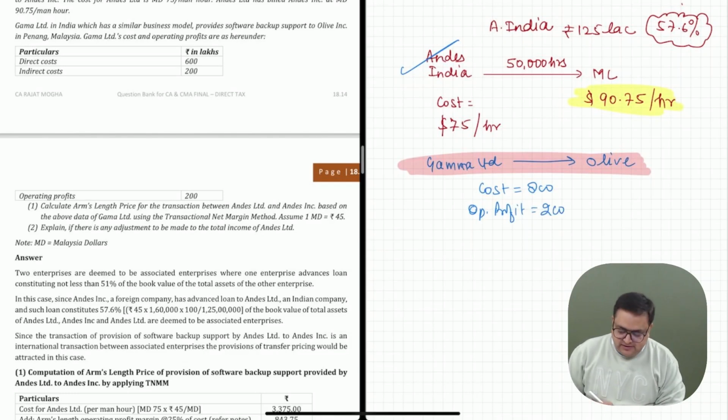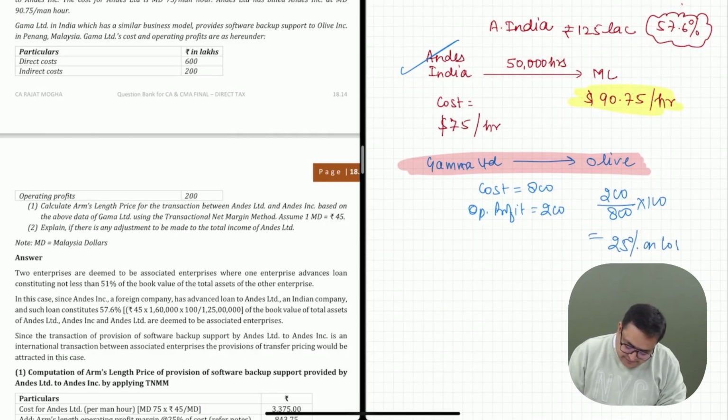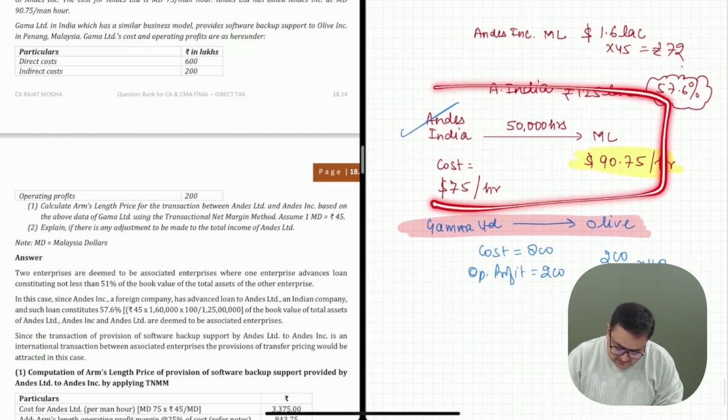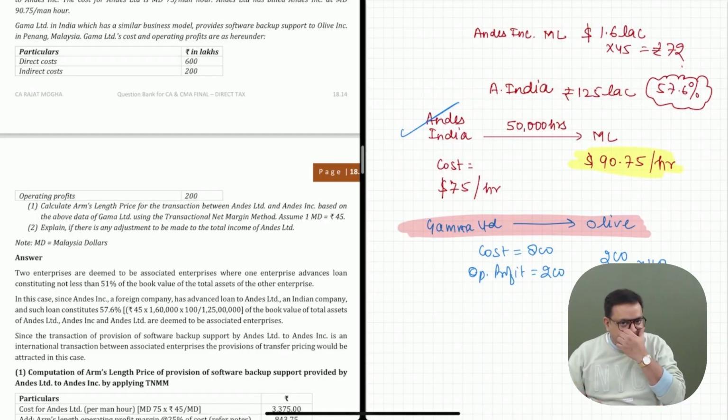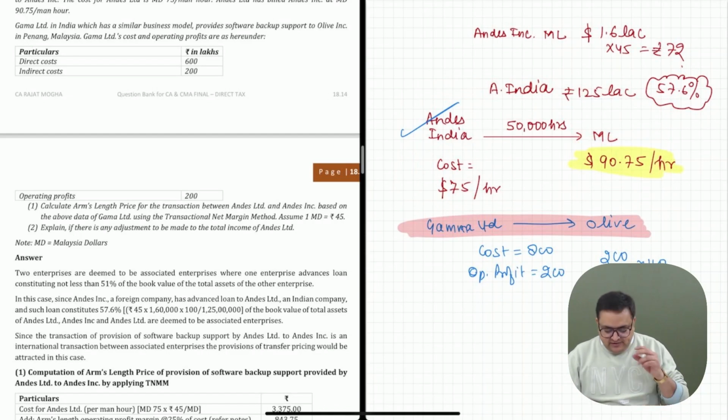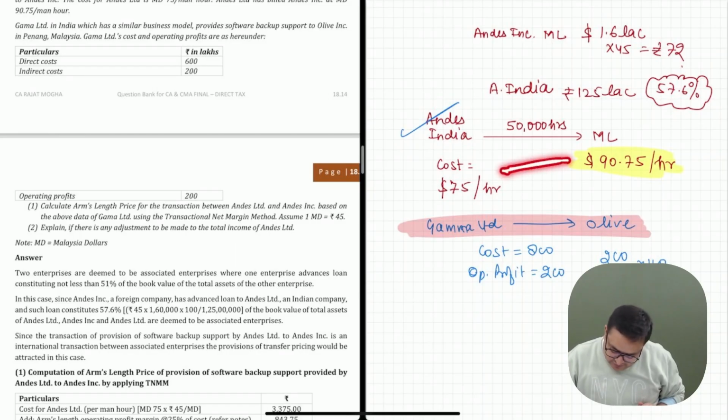So can I say that these people are earning a 25% profit margin? How? Operating profit upon cost into 100. So 25% on cost is the profit margin for these people, and these are actually correct prices. Now can you tell me how much is the profit margin for us? Please tell me the profit margin which we, Andes, are charging. See, Andes's cost is 75. They are selling at 90.75, right? So this is not a correct profit margin, it's the influenced profit margin. But still, let me check. So what is the profit here, guys?